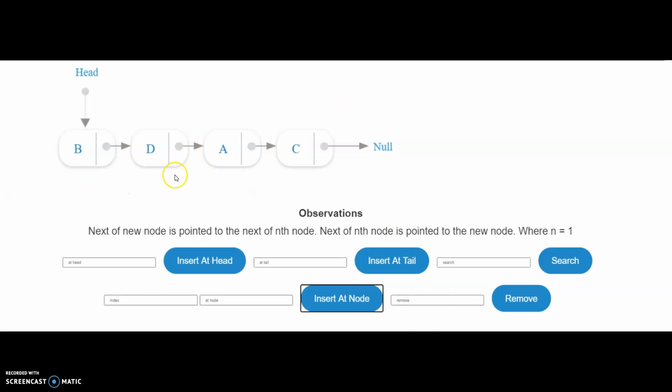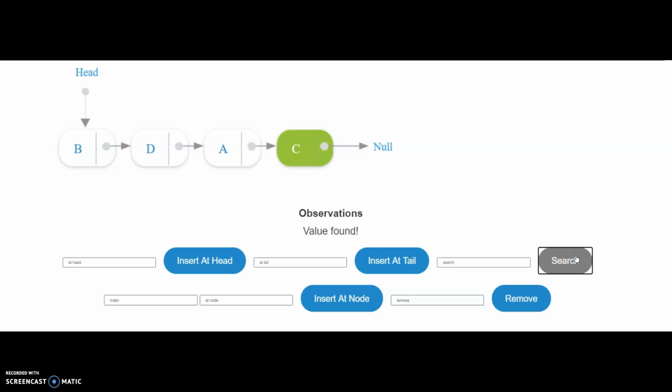We also have a function called search, where we can identify whether a specific element is in a linked list or not. For example, I am going to search for an element C in the linked list. So I am going to give C and search it. It travels through each and every node and identifies whether the particular node is present or not. In this example, C is present, so it shows the value is found.